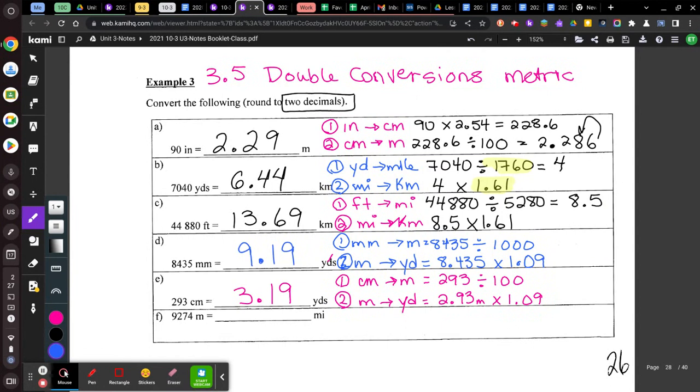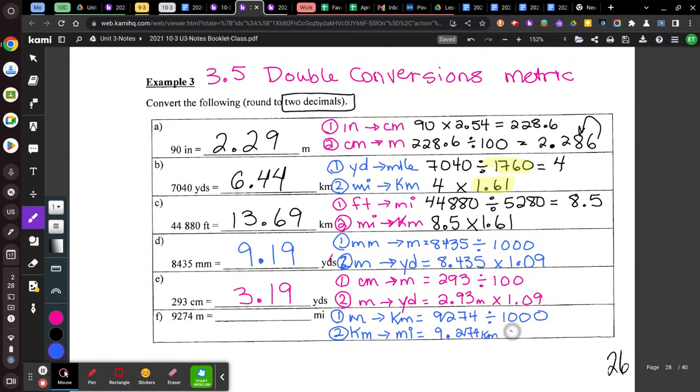Okay, last example for a double conversion. So we need to go, first of all, meter to kilometer, and then we're going to go kilometer to mile. So it's a double conversion. All right, meter to kilometer, we've got our number, 9274, and we're going to divide it by 1,000. So we're dividing it by 1,000, and that's going to give us 9.274 kilometers.